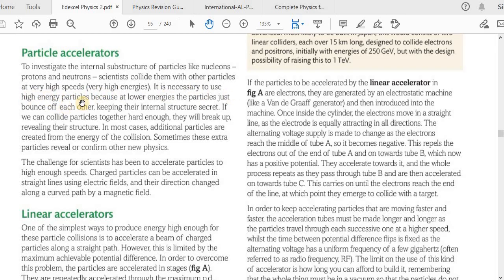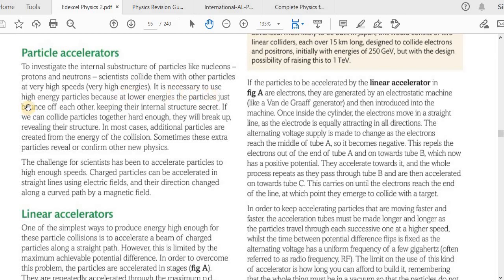It is necessary to use high energy particles because at lower energies the particles just bounce off each other. You have learned that a proton is positively charged. So if you direct an alpha particle towards a nucleus, because the nucleus contains protons, it is positively charged, so instead of colliding, the alpha particle would just bounce off. That's why we use high energy. For example, we give the alpha particle so much kinetic energy that it collides with the nucleon or the nucleus.